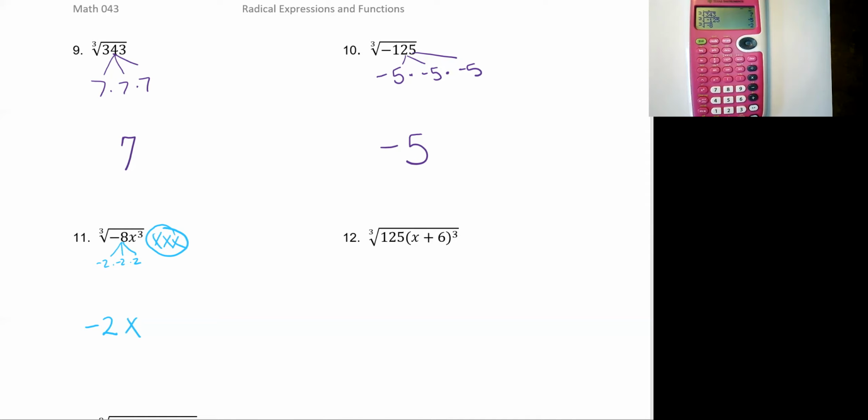Number 12, the cubed root of 125. Well, we did this up on number 10. We did the negative, so we know that the cubed root of 125 would be a positive 5, because 5 times 5 times 5 is 125. And then we're taking the cubed root of a cube, which will just give you the radicand. So my answer is 5x plus 6. You can leave your answer this way, or you can multiply it. Either answer is acceptable.